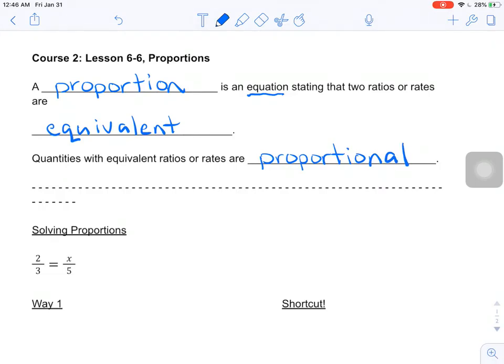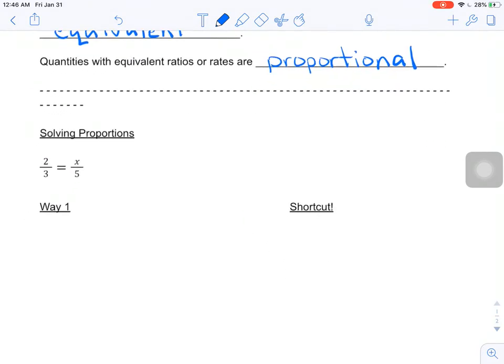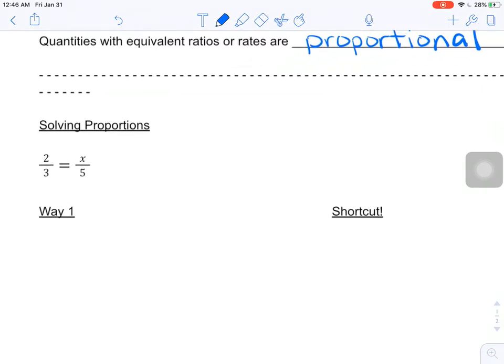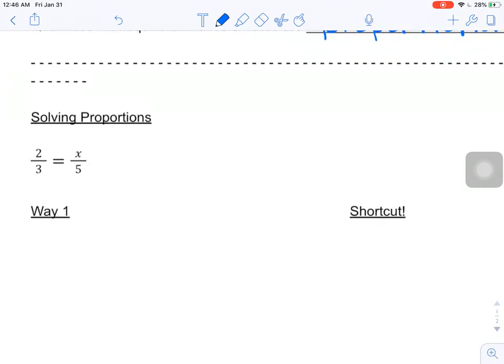We're going to talk about a couple of things today. One thing is this idea of solving proportions. Solving a proportion is something you do when you're missing information in a proportion. So if we look at this proportion, 2/3 is equal to x over 5, we know that this equal sign in the middle tells us that these ratios are equivalent. So if we were to simplify them, they would have the same value. They would be the same thing.